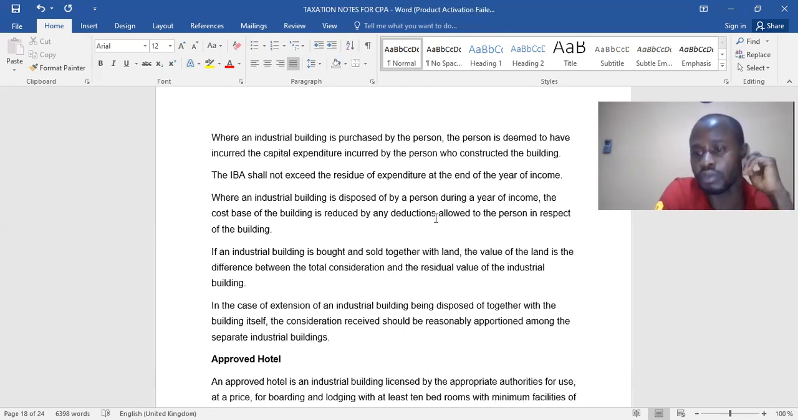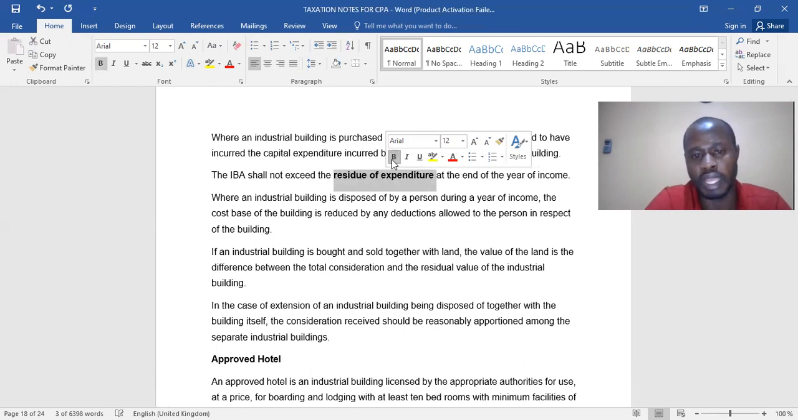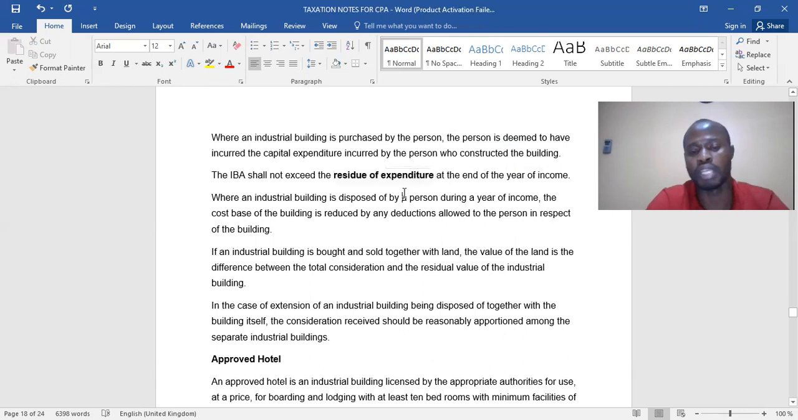Then the industrial building allowance is not expected to exceed the residue of expenditure at the end of the year of income. Now, residue of expenditure on an industrial building is the remaining value of the industrial building after all the capital deductions have been effected on it. So the residue of expenditure is cost minus the capital deductions on the industrial building. So what they are saying here is that the industrial building allowance should not exceed the residue of expenditure at the end of the year of income.